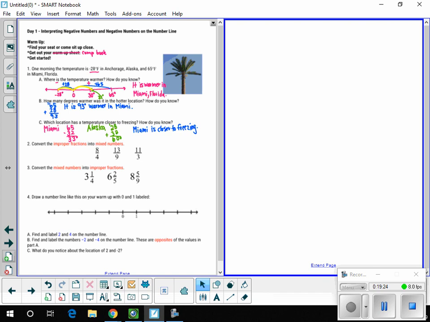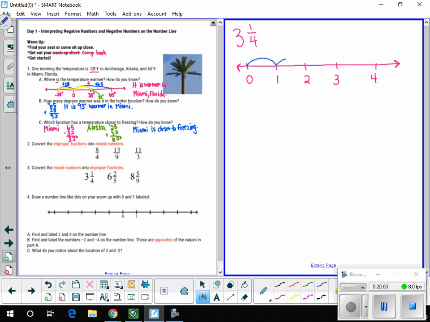Now we're going to look at going from a mixed number to an improper fraction. Okay, so we're going to start with 3 and 1/4. So sketch your number line, and we'll make our number line go up to 4. And we know that the size of the pieces that we're going to deal with are going to be fourths, because that's what our fractions are. So we have 1, 2, 3, and 1/4.